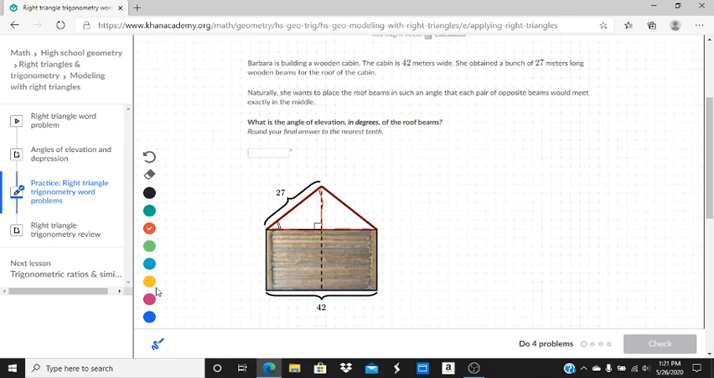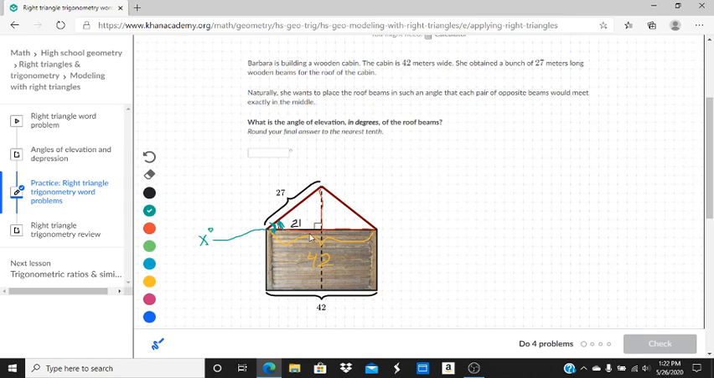Now this floor here is also going to be 42 meters, meaning that it's exactly in the middle. This one is going to be 21. So we want to know what is the angle of elevation in degrees of the roof beams. So we're looking for this angle right here. We can call this angle X. X is in degrees, okay?